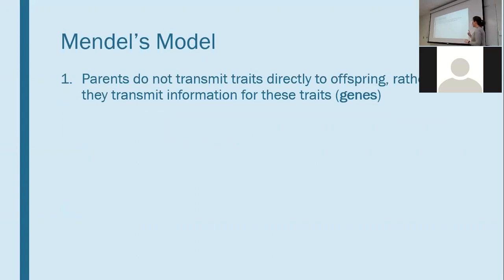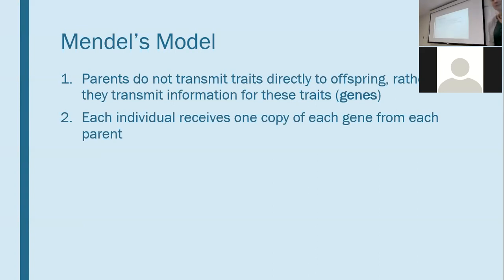Element 1, parents don't transmit traits directly to offspring. Rather, they're just passing the information for the trait. Which is not really earth-shattering to us, but if you think about this Victorian-style mind where you have a kid and the kid is just this weird recreation of yourself that you make, it's not really how it works. You carry a whole lot of information. You're expressing DNA. He didn't know about DNA, but he was intuiting it even without knowing that it existed. You're carrying all these genes, you're expressing some of them, others you're just hanging on to, and you pass that information on, and that information creates another human.